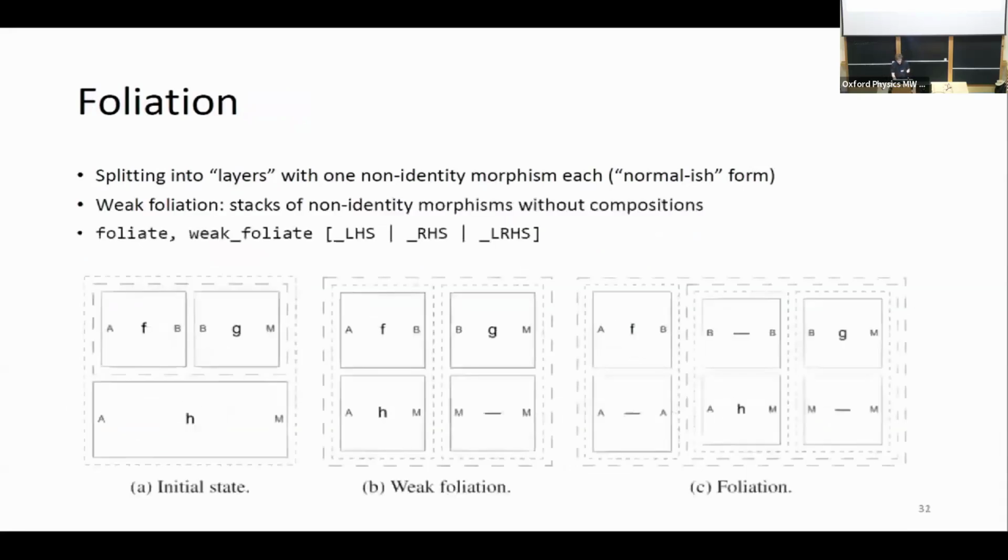And so we implement that. We also add a weak foliation, which is sort of the same idea, but you don't require only one non-identity morphism. The point of this is basically that it can alleviate some of the difficulty of working with monoidal structures. For instance, the order of composition and tensoring get resolved, but it's a far cry from what we really want. You're still having to deal with structural isomorphisms, associators, uniters, et cetera.